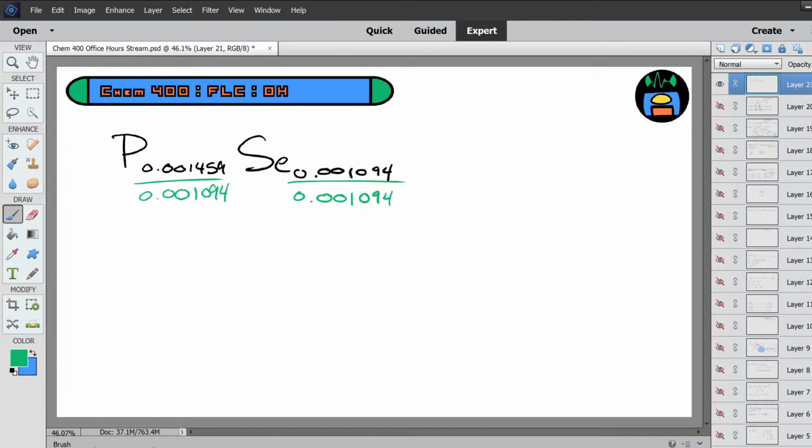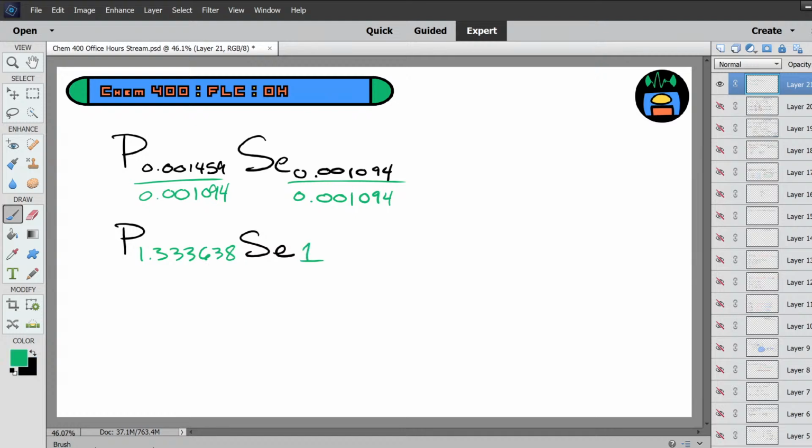All right. This will simplify selenium down to 1. Phosphorus will be a little different. So let's see. We've got to go 0.001459 divided by 0.001094. All right, so phosphorus, after we divide the two, is 1.333638, and selenium is a simple 1.